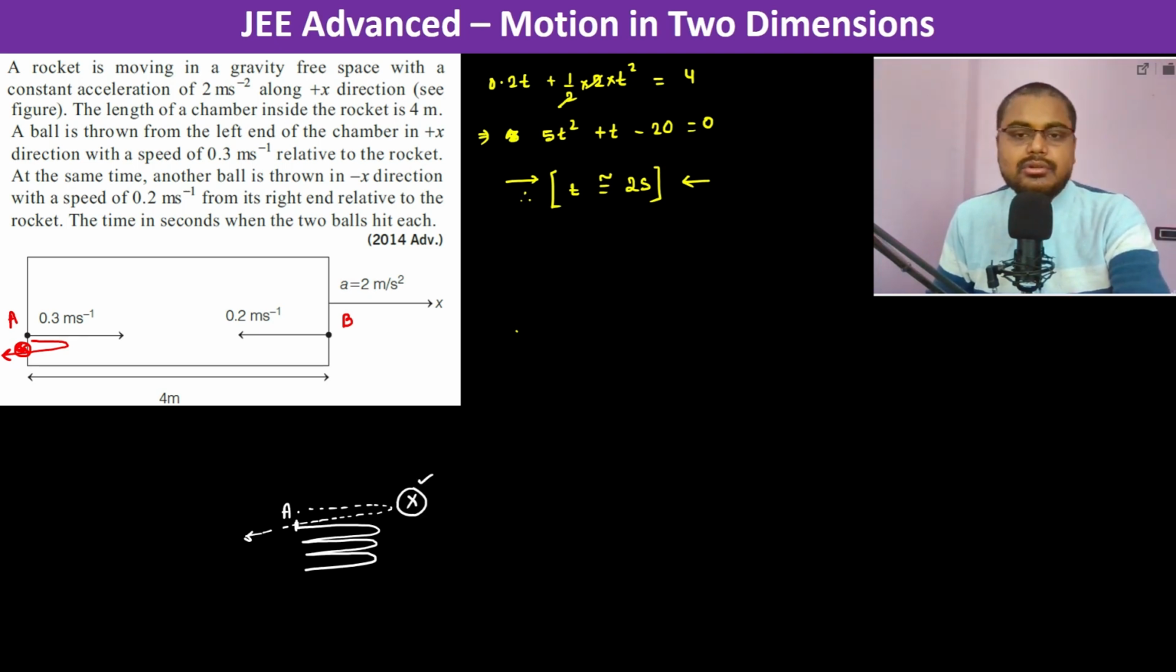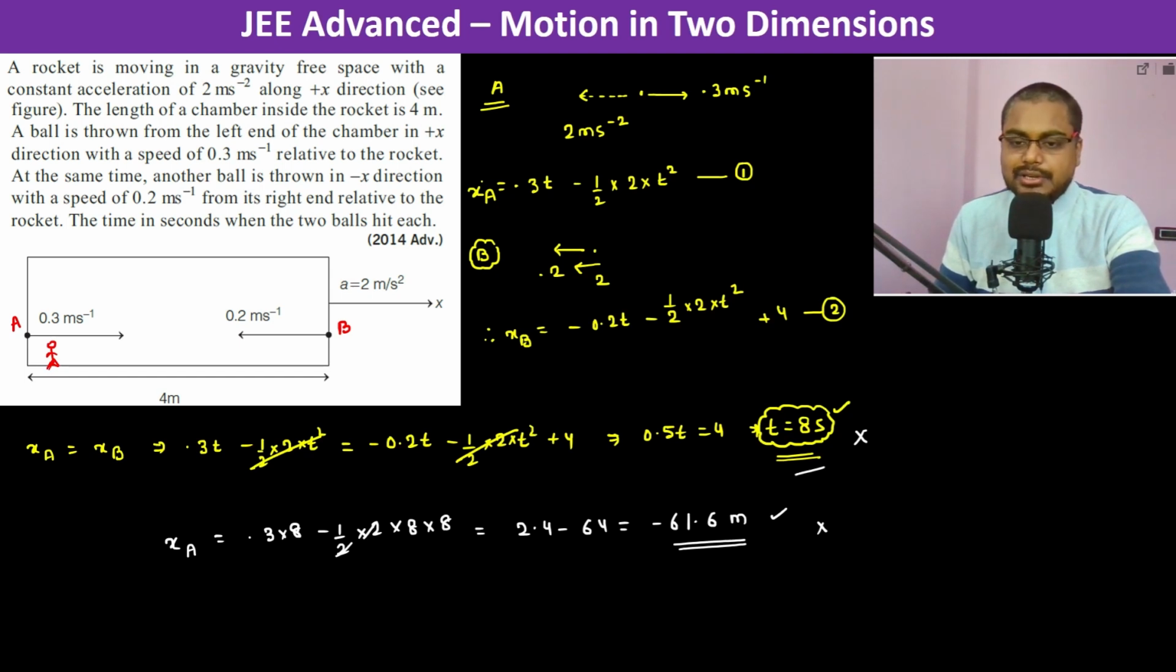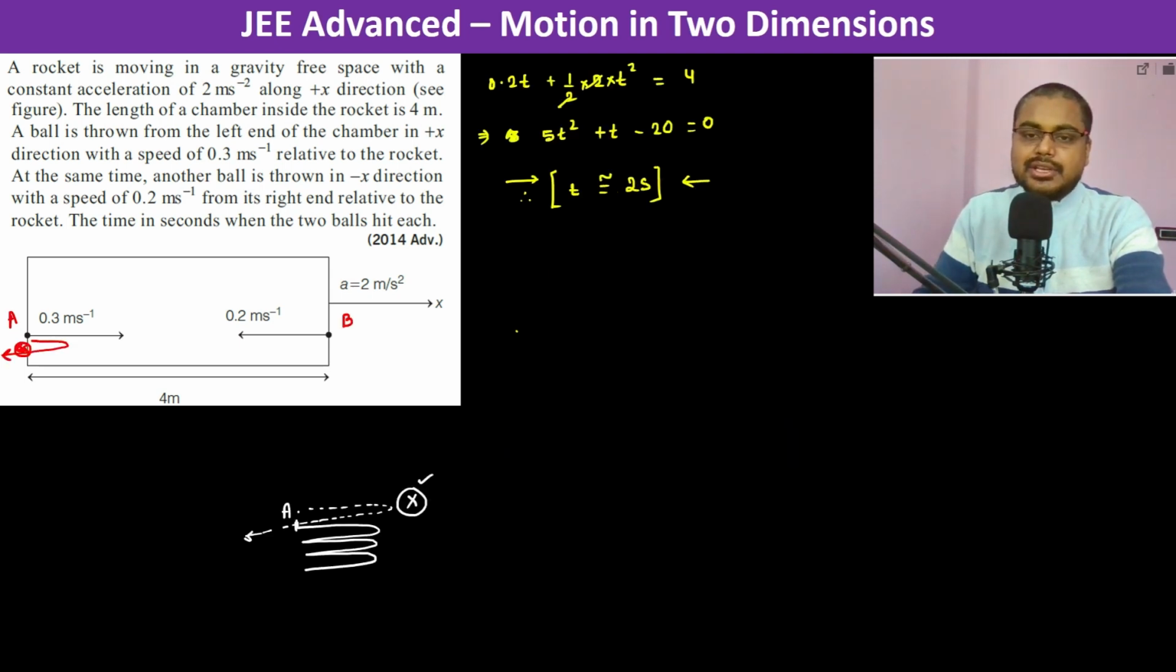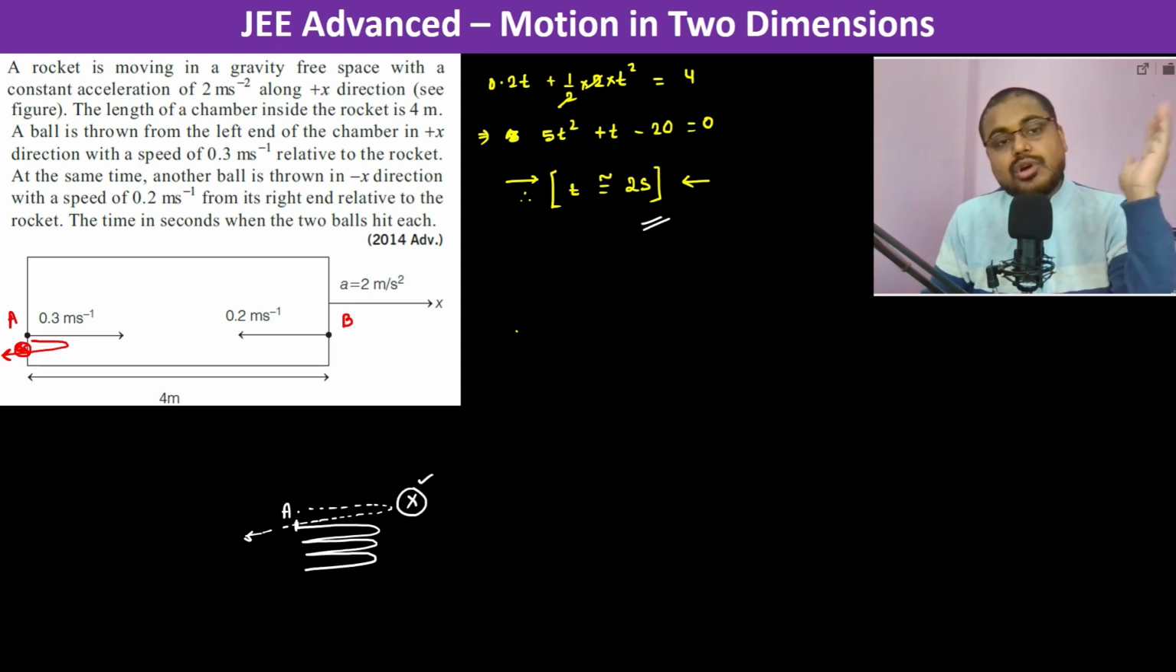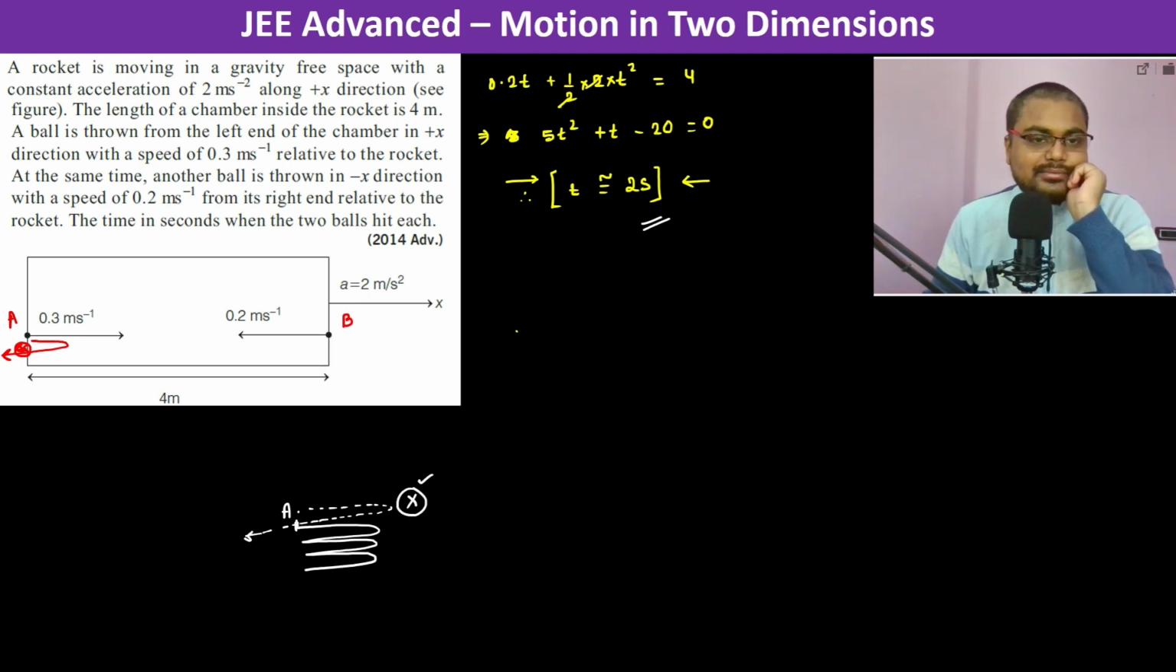But now the point is that on one hand we are getting 8 seconds and on the other hand we are getting 2 seconds. Better is to go with 2 seconds, because otherwise it will go out of the rocket. Again, the length of the chamber, it's a chamber, so it should be closed, it should not go out of the rocket.